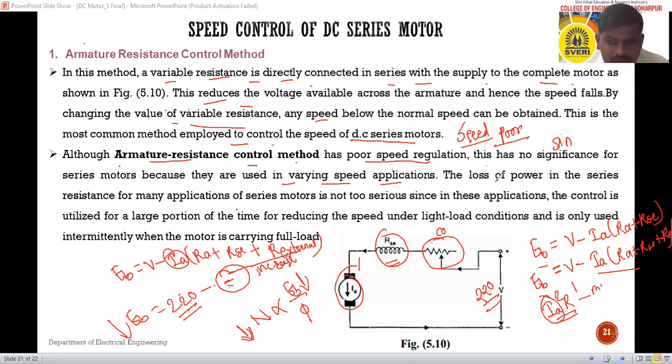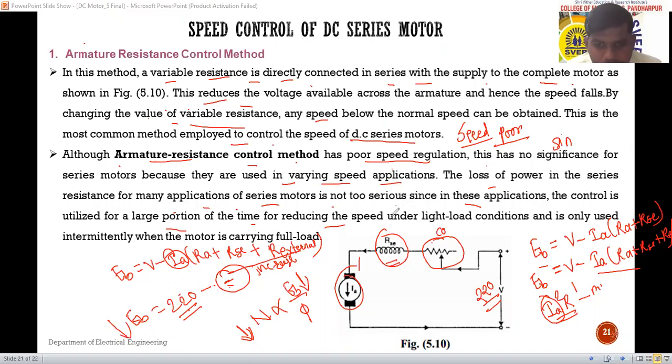See, the loss of power in the series resistance for many applications of series motor is not too serious. In some applications it is not taken seriously, and the control is utilized for a large portion of the time for reducing the speed under light load condition.